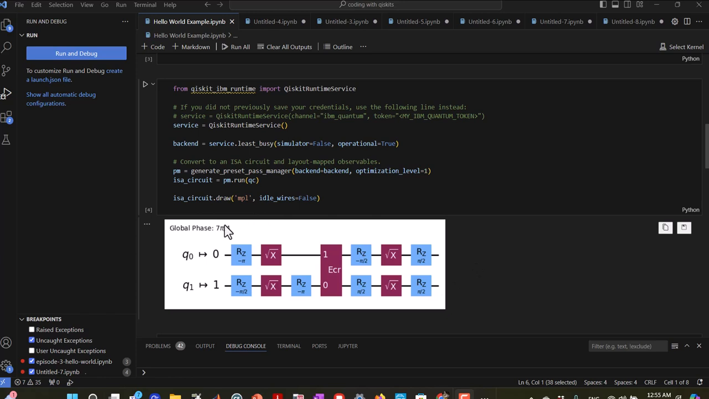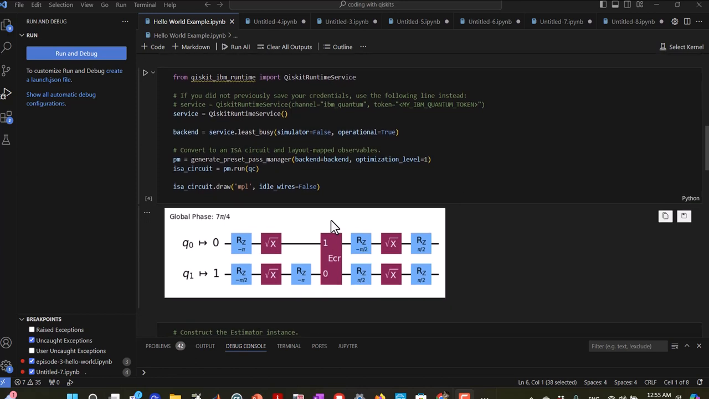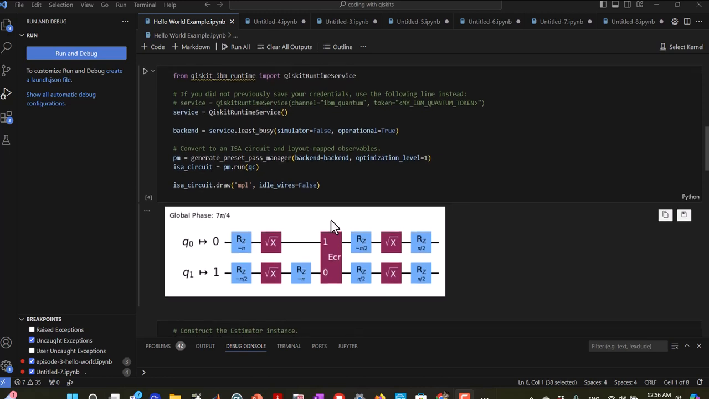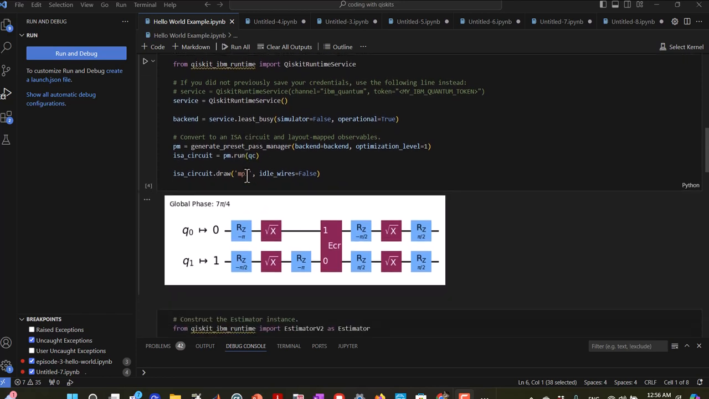And so it might change the phase of everything. It will rotate. That's the square root of X. I'm not sure what this one does, but that is supposed to be the same circuit, doing the same things as the circuit that we had before, but converted to run on the hardware for the particular computer that we have chosen here. So that's the ISA circuit, and I think they call that transpiling.